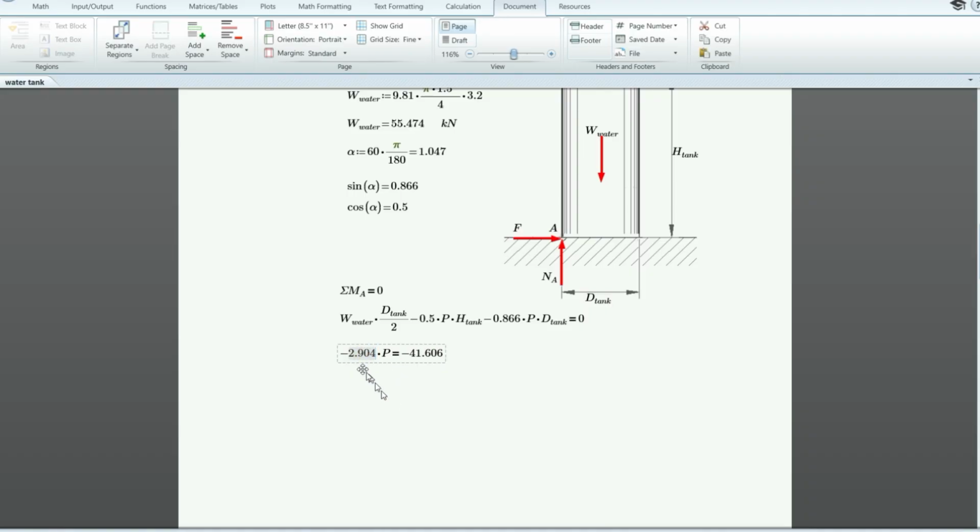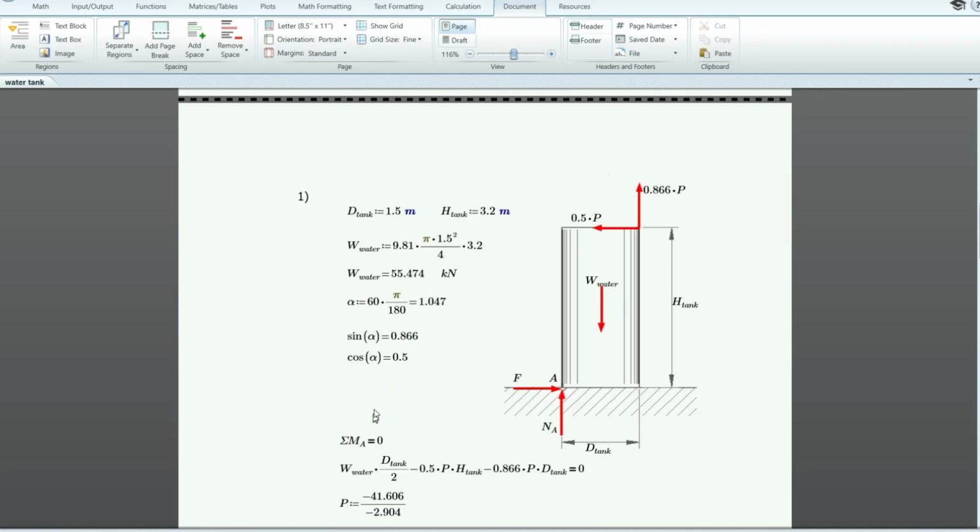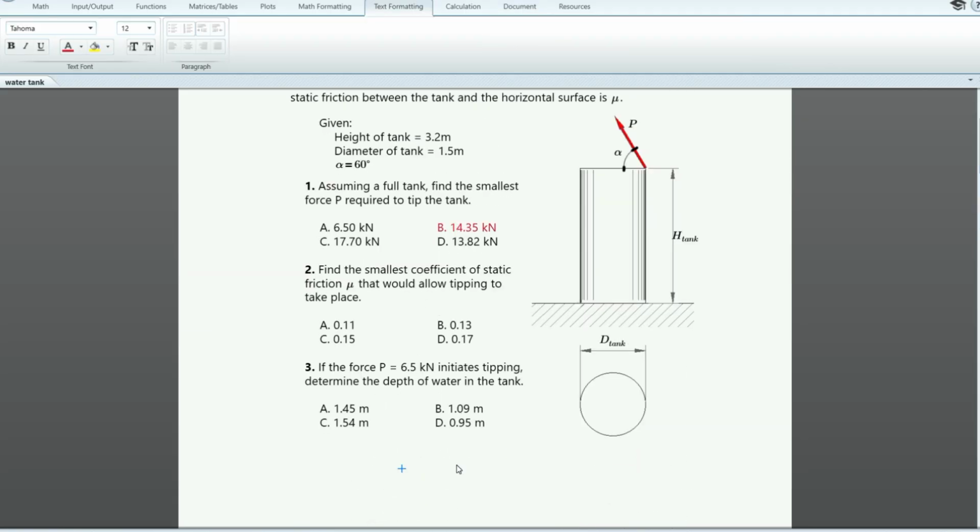Then we'll divide the whole equation by negative 2.904. So the coefficient of P will cancel out and we'll get our P: 14.327 kilonewtons. Okay, let's see. That's letter B. Number 2, find the smallest coefficient of static friction, mu, that would allow tipping to take place.